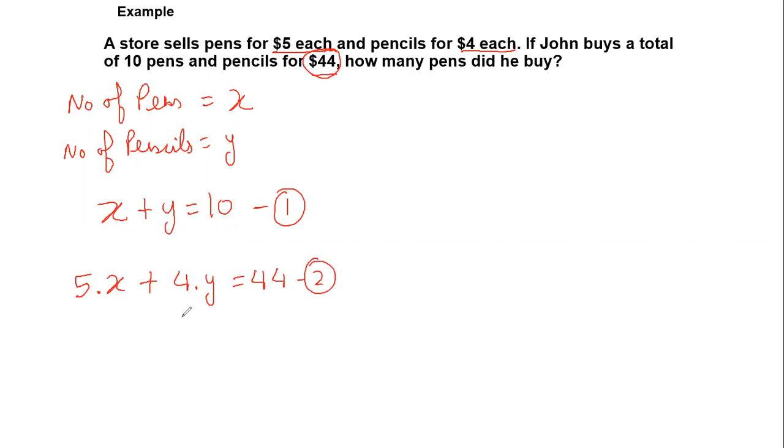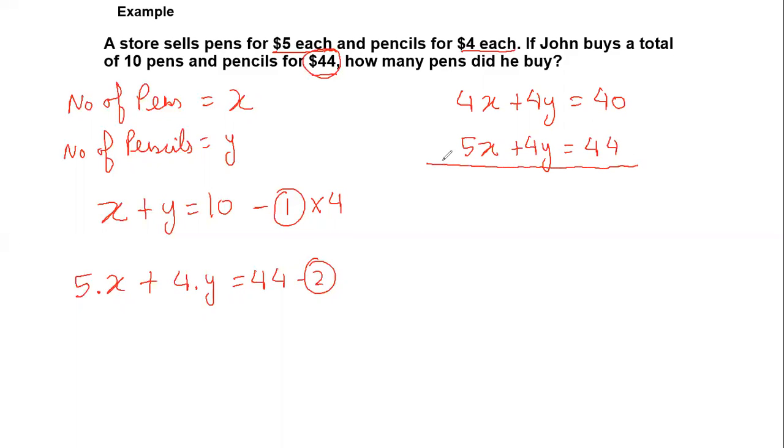So you see, I have two variables and two equations, so I can solve both the equations. You can solve it in whichever way you want, by replacing the values, or you can directly add or subtract. If I multiply my first equation by 4, I'll have 4x plus 4y is equal to 40, and the second equation is 5x plus 4y is equal to 44. So I can directly subtract both the equations.